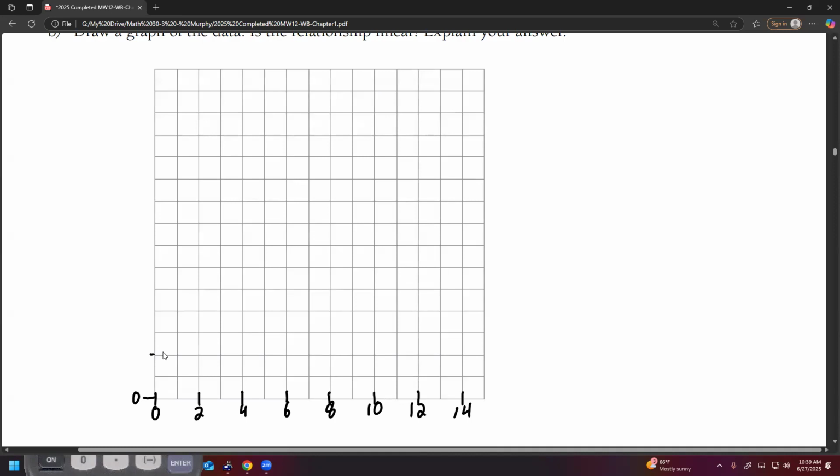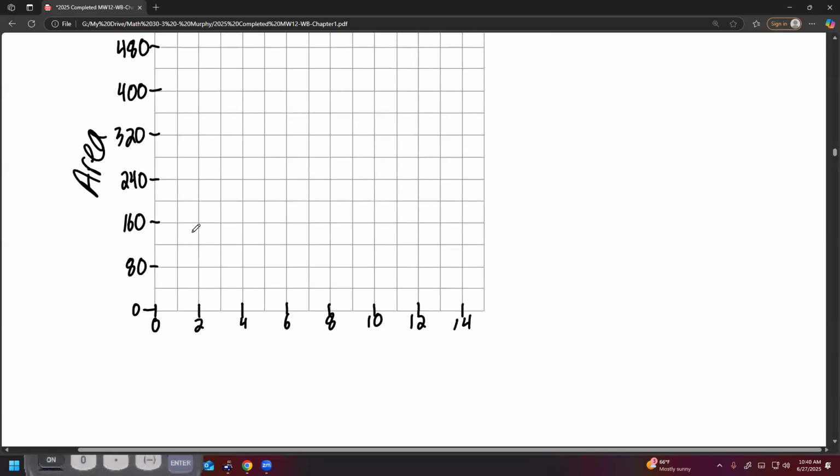So 0, 80, 160, 240, 320, 400, 480, 560. And this is area. And on the bottom we got radius.